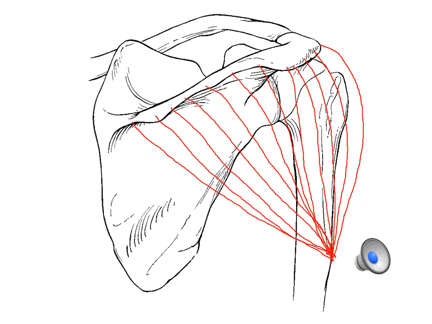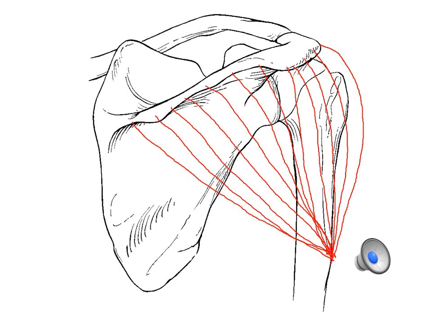Now picture the medial-lateral axis. Because the fibers of the posterior deltoid pass posterior to the medial-lateral axis, this will cause movement of the humerus in a posterior direction, also known as glenohumeral joint extension.